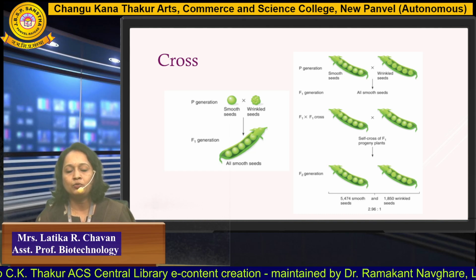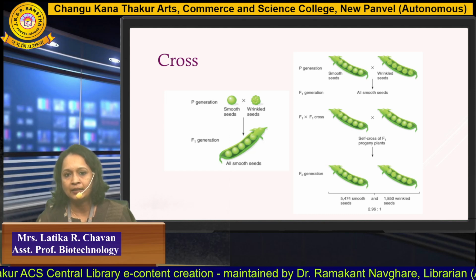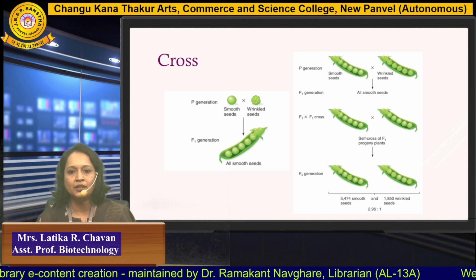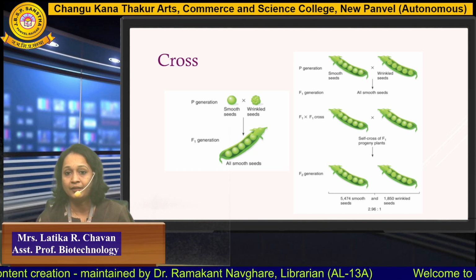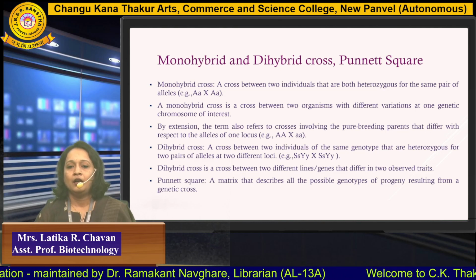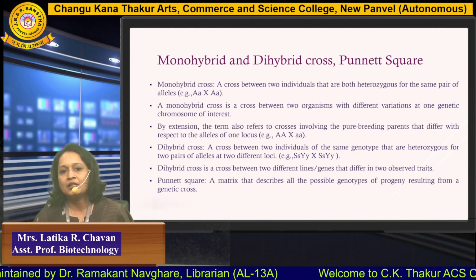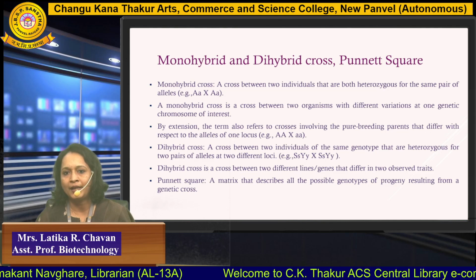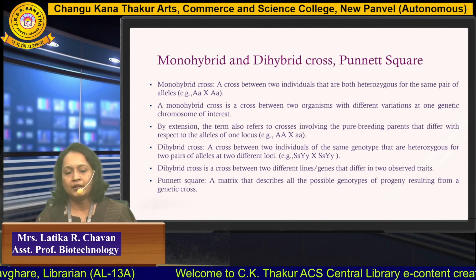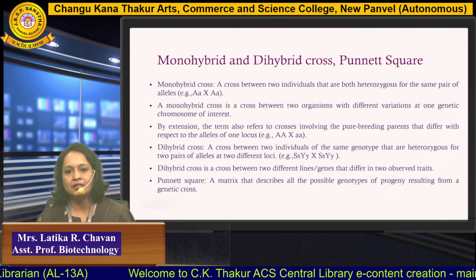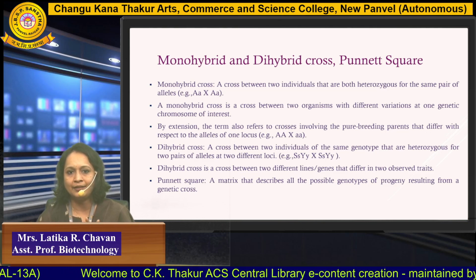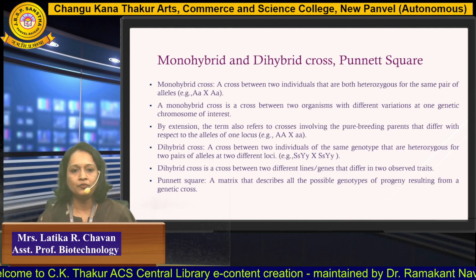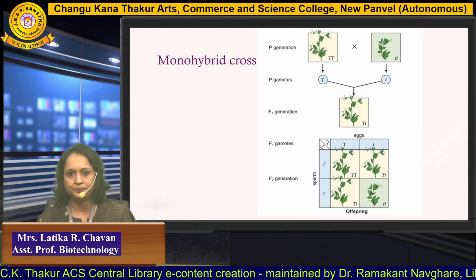Approximately means, if you do, for example, a thousand seed analysis, approximately 750 will be smooth and approximately 250 will be the wrinkled appearance of a seed. How to show a cross by using a Punnett square? Whenever we are doing either a monohybrid cross or a dihybrid cross, female gametes are written on the left hand side, male gametes are written on the right hand side. Their random combination is shown, and below the genotype, visually we write what its phenotype is.